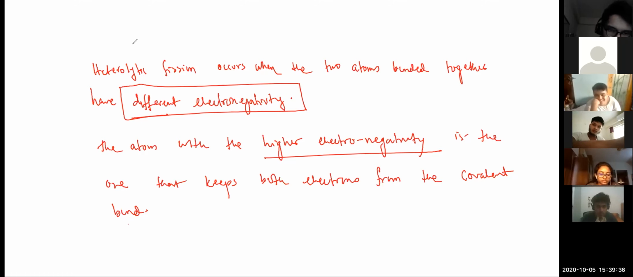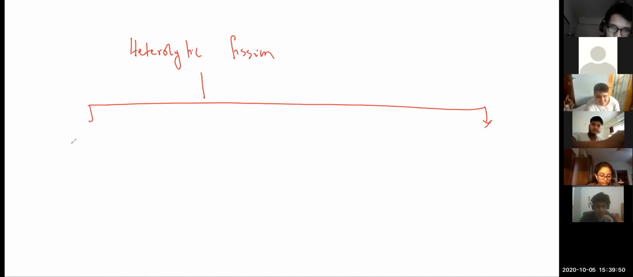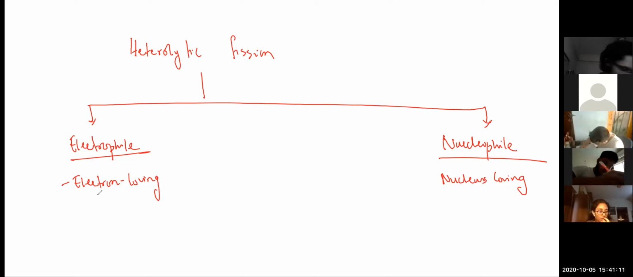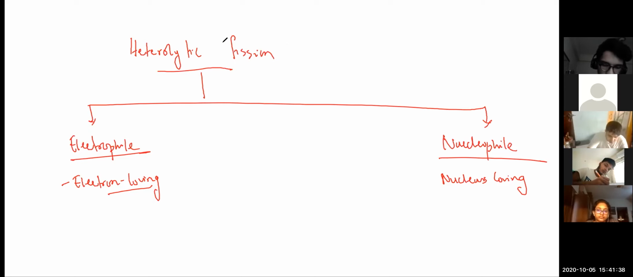So heterolytic fission gives you an electrophile and a nucleophile. Electrophile means electron loving. Nucleophile is nucleus loving. What is inside the nucleus? A positive charge, right? So since nucleophiles are negatively charged, they want to get the positive center. This is heterolytic fission.